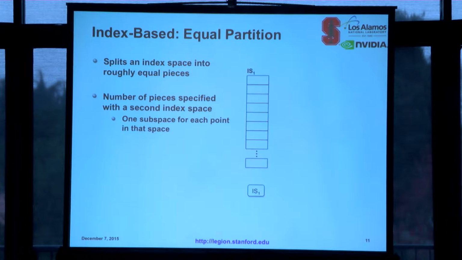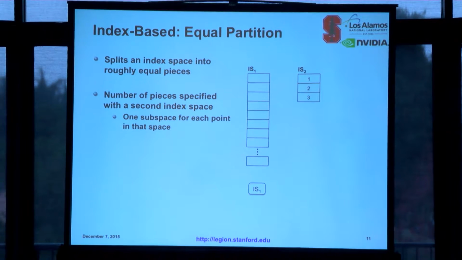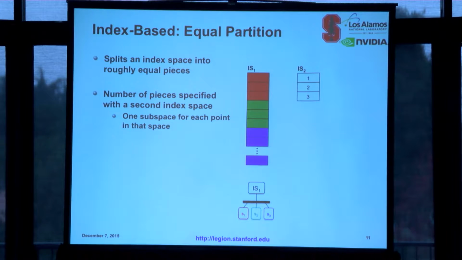As an example, let's say I've got my index space 1 here with a bunch of elements, and I've got a second index space 2 here with exactly 3 elements, and they're numbered 1, 2, and 3. If I create an equal partition of IS1 using IS2, then what I'm going to get is a partition of IS1 with 3 subregions, numbered 1, 2, and 3, and they're going to have roughly equal numbers of elements in each. Let's assume there's not too many of the dots there.